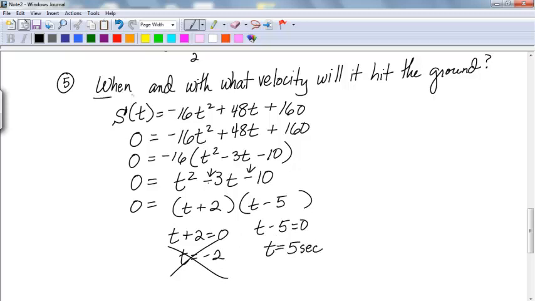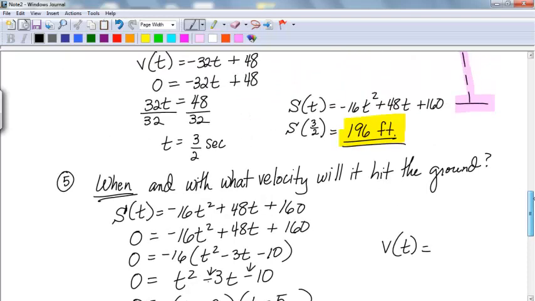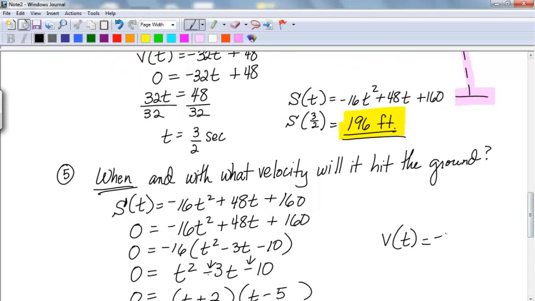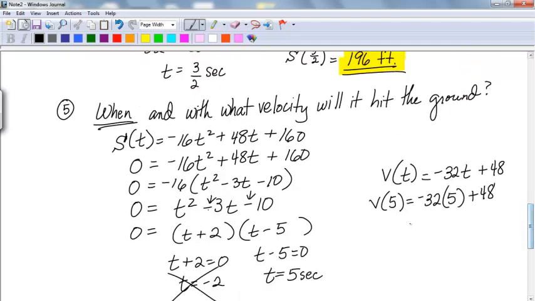Okay, so now we have the time. It's going to hit the ground in 5 seconds, and with what velocity? So now you've got to go back to the velocity. V of t was negative 32t plus 48. So we need V of 5. Negative 32 times 5 plus 48. Okay, and if you simplify this, we end up with negative 112 feet per second.